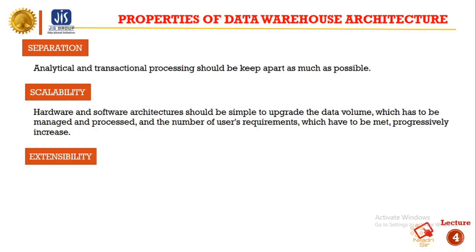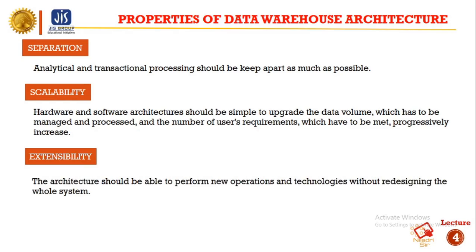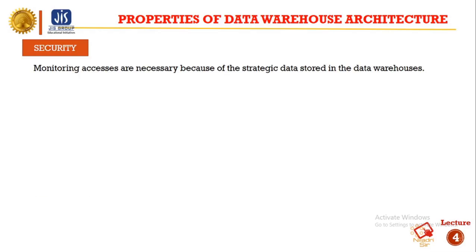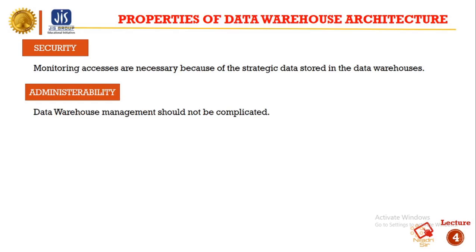The third one is extensibility. The architecture should be able to perform new operations and technologies without redesigning the whole system. The next one is security. Monitoring accesses are necessary because of the strategic data stored in the data warehouse. The next one is administrability. Data warehouse management should not be complicated.